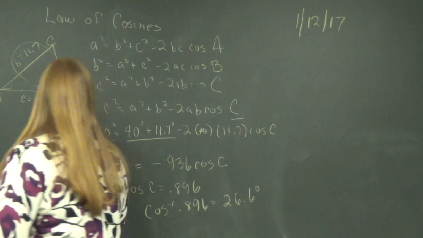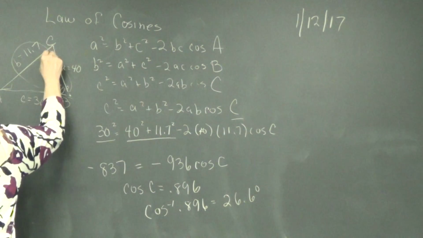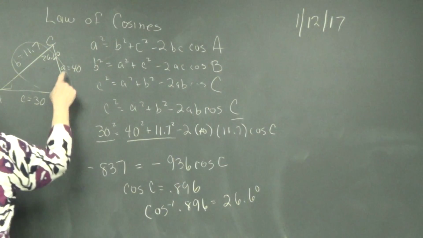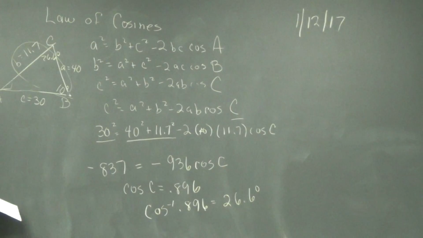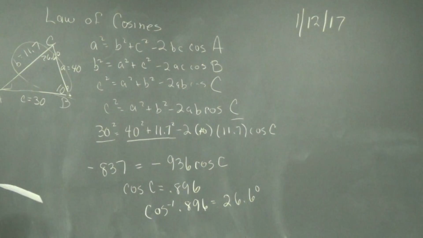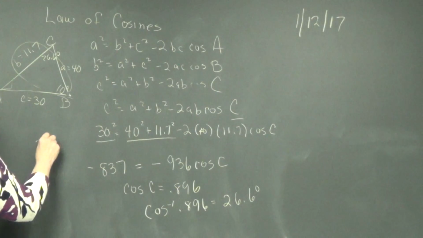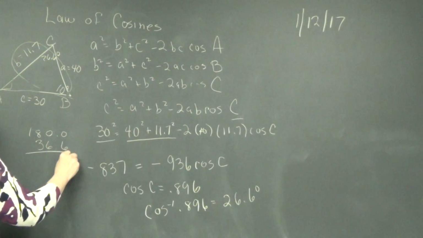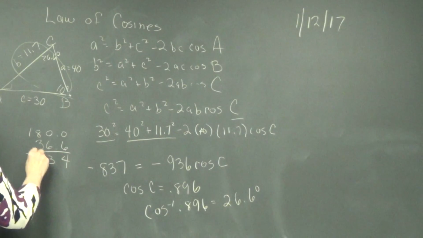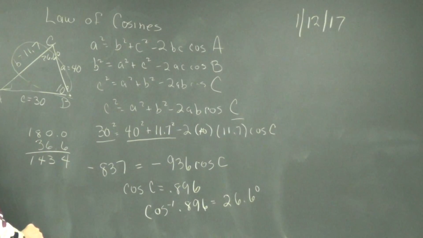That goes in here for angle C. Now I know everything but the third angle. Add these up, it'll be 36.6 and subtract from 180. When you do that, 36.6 from 180 is 143.4.